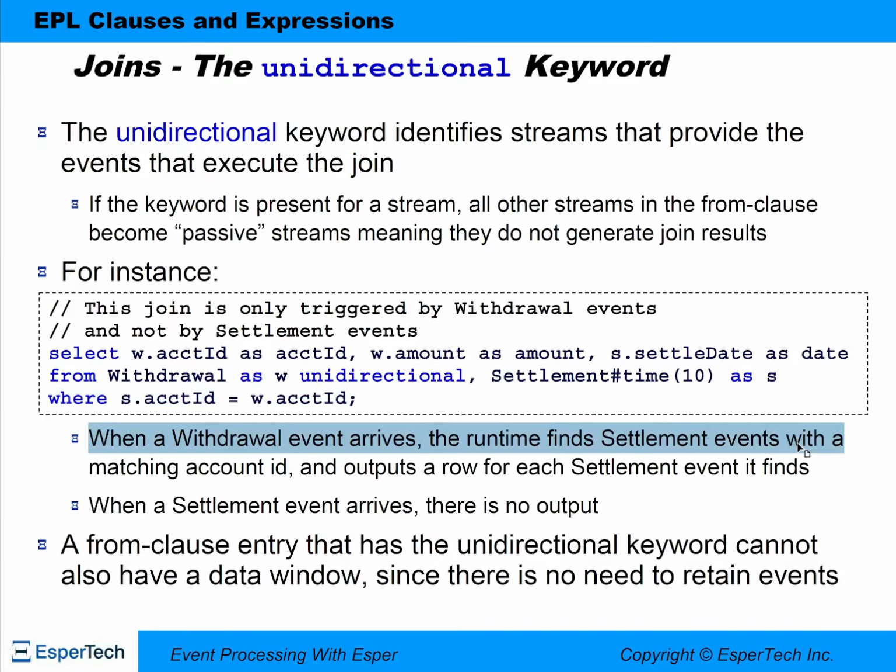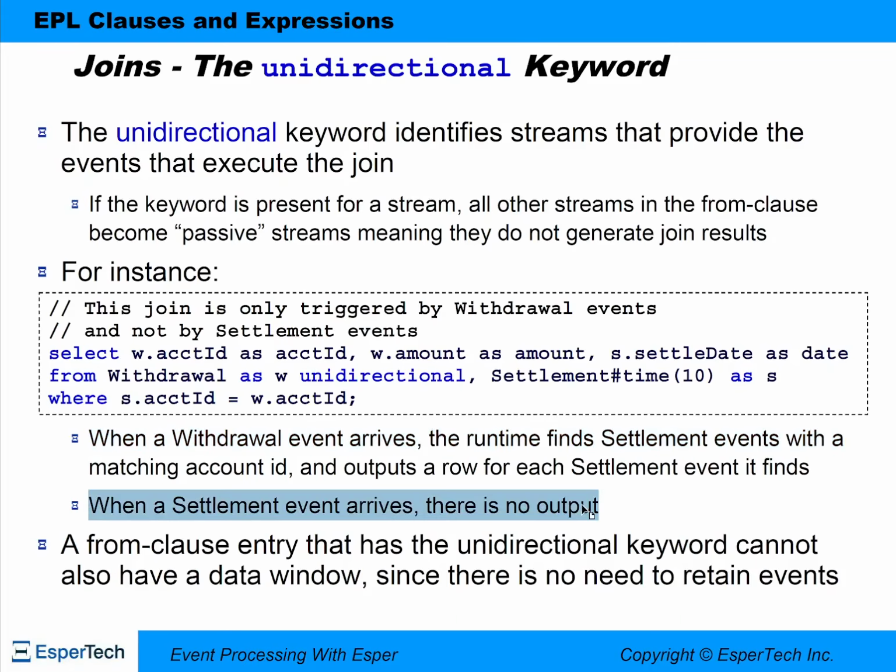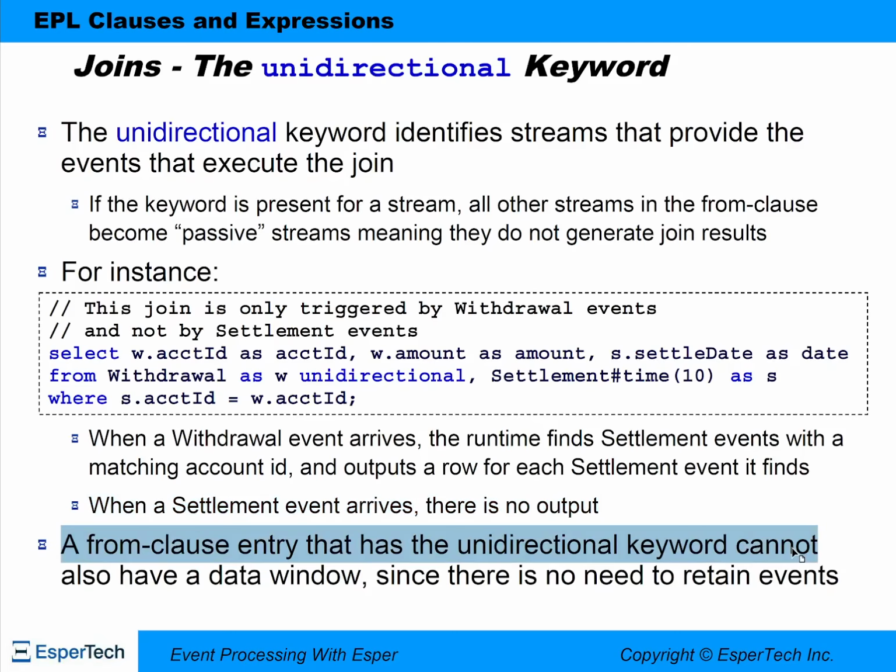When a withdrawal event arrives, the runtime finds settlement events with a matching account ID, and outputs a row for each settlement event it finds. When a settlement event arrives, there is no output. A from clause entry that has the unidirectional keyword cannot also have a data window, since there is no need to retain events.